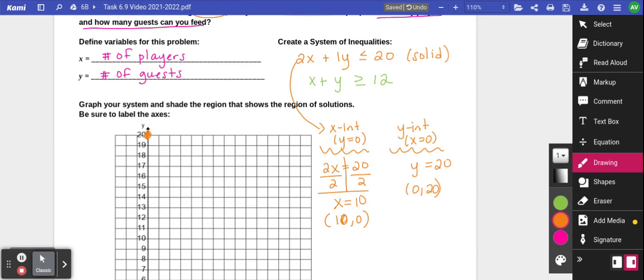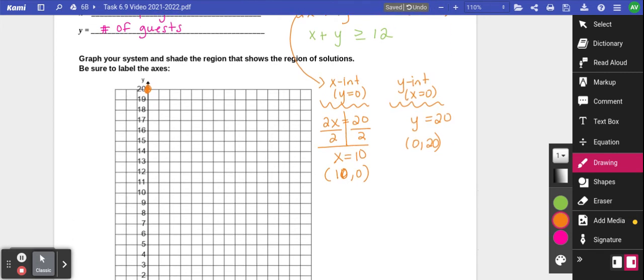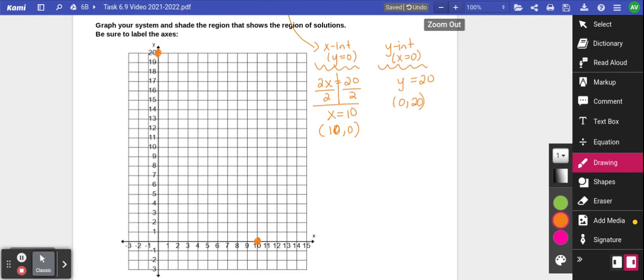Now I'm going to decide if this should be a solid line or a dotted line. Because of the fact that there's a little underline and we want to be potentially equal to 20, I'm going to make it a solid line. So if I go ahead and graph this, I'm going to use a solid line to do that. So my graph is going to look like this.